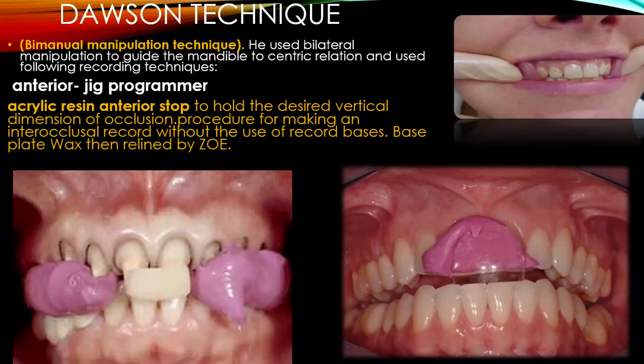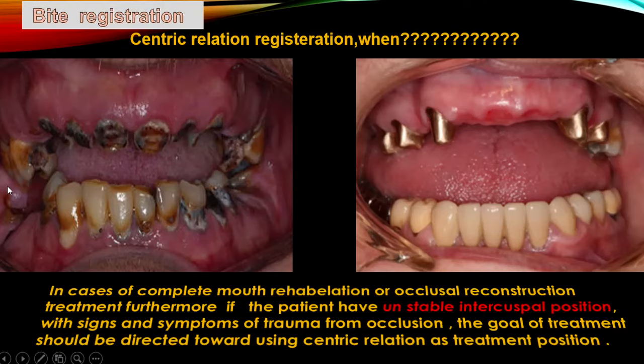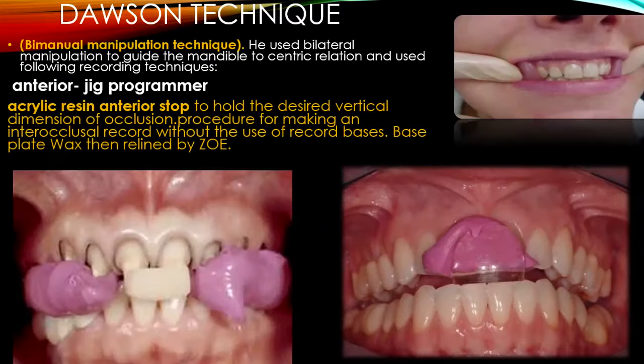We have the Dawson technique, which is a manual manipulation technique using bilateral manipulation to guide the mandible into centric relation, and uses the following recording technique: anterior jig, programmer, acrylic resin anterior stopper to hold the desired vertical dimension of occlusion, and the procedure of making the interocclusal record without use of record base plate wax, then relined by zinc oxide gel.